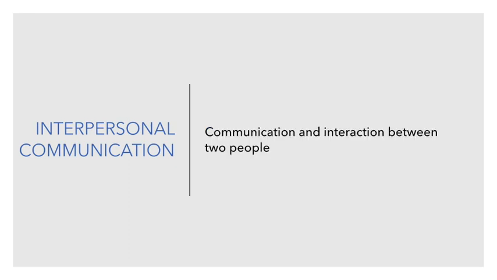Understanding interpersonal communication. Interpersonal communication is defined as communication and interaction between two people. Anything that's more than two people is not interpersonal communication. If it's three or more, we call that group communication. And if it's about 12 or more, we call that public communication because there's a speaker and then an audience. Each one of those, interpersonal, group, and public speaking, has its own communication dynamics and relational dynamics.